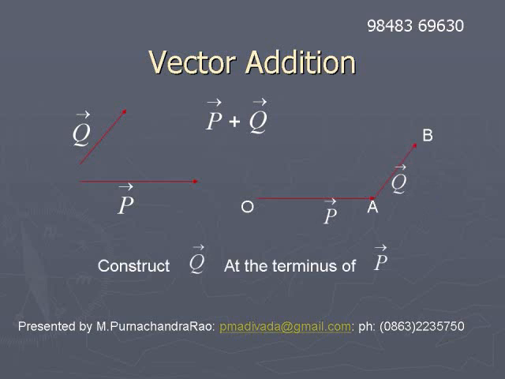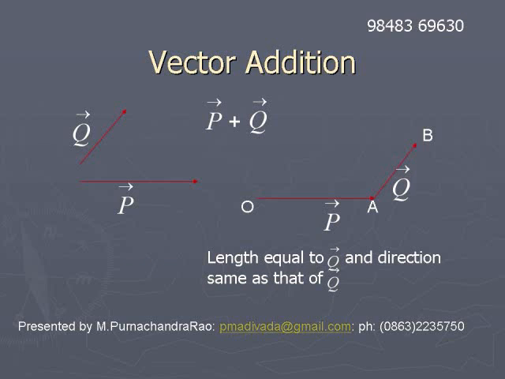construct the vector q bar. Construct the vector q bar at the head of OA bar. That means the tail of q bar should be constructed at A. The tail of q bar should coincide with A, and AB bar should be parallel to q bar and its length should be equal to q bar.